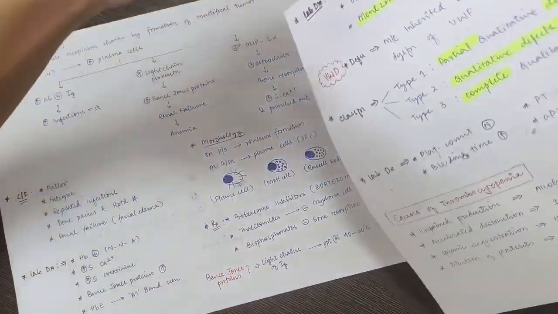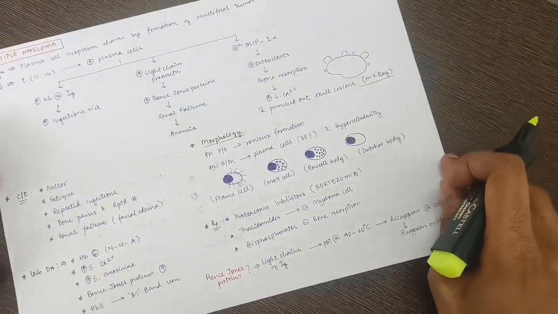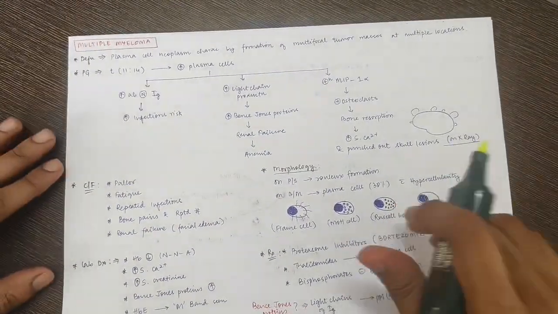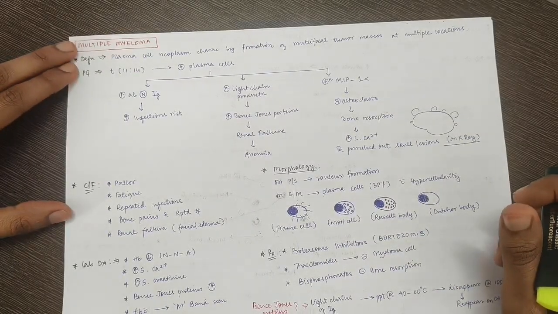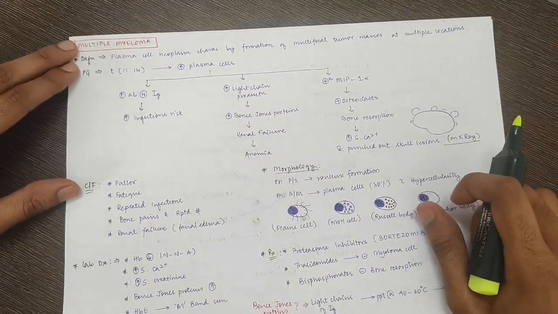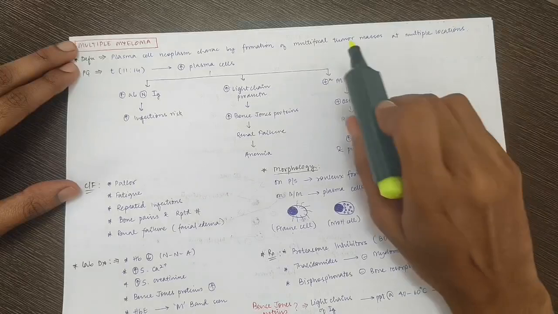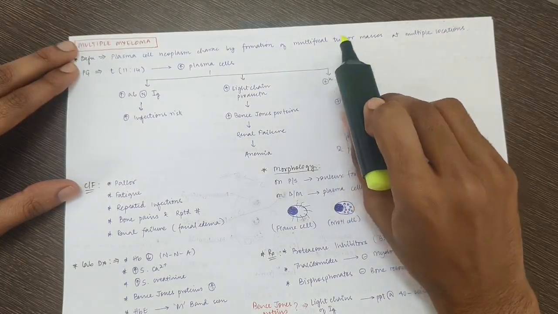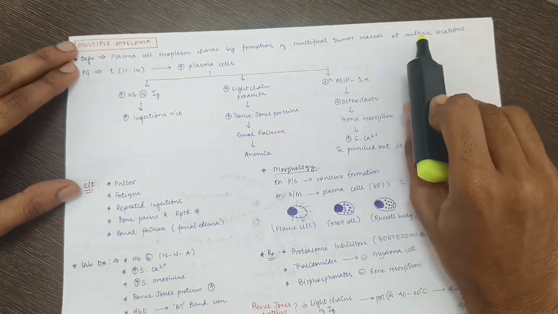So next we'll deal with multiple myeloma. So what is multiple myeloma? It is a plasma cell neoplasm characterized by formation of multifocal tumor masses at multiple locations.